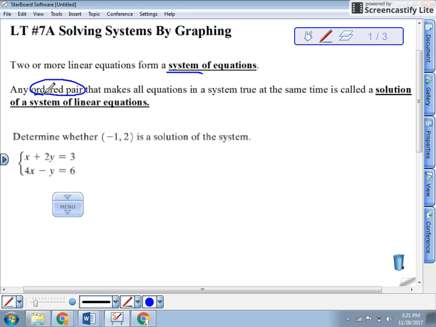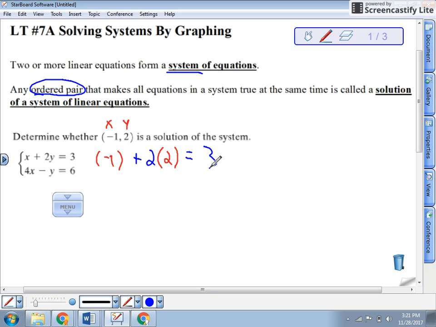So here we go. It says determine whether the ordered pair -1, 2 is a solution of the system. Well, remember, an ordered pair has an x and a y value. We are just going to substitute those into each equation in the system of equations. So we've got to do both. First, in the first one, we're going to plug in x. x is -1, plus 2 times y. Well, y is 2 from our ordered pair, and then that's going to equal 3.